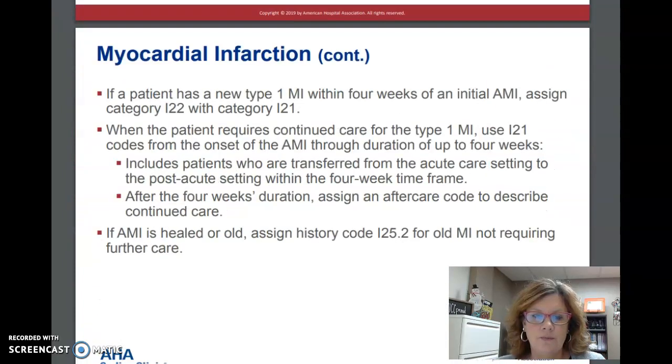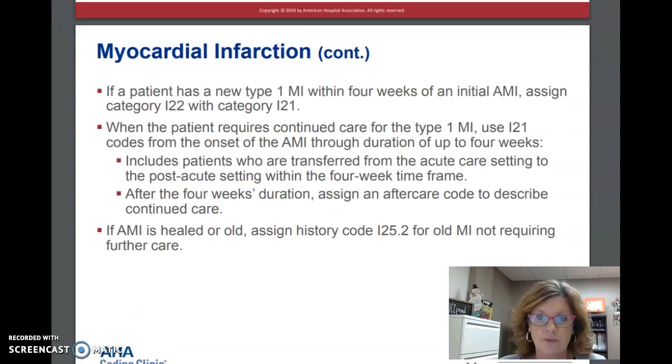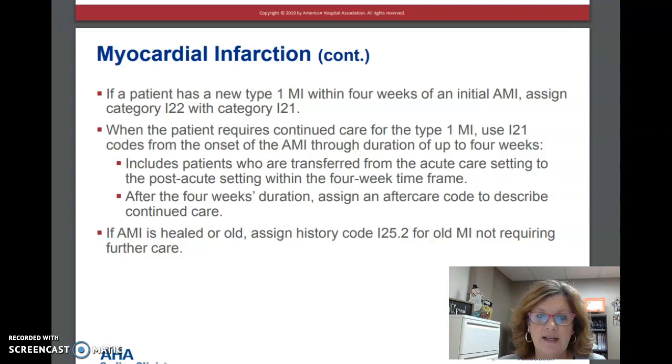All right, so with the myocardial infarction, if a patient has a new type 1 within 4 weeks of the initial AMI, okay, anterior, you assign I22 with category I21. Okay, so again, if I had 2 myocardial infarctions within 4 weeks, I'm going to assign category I22 because this is my second one, and then also I21 for that first one I had. When a patient requires continued care for the type 1 MI, you're going to use the I21 codes from the onset through the duration all the way up to 4 weeks.